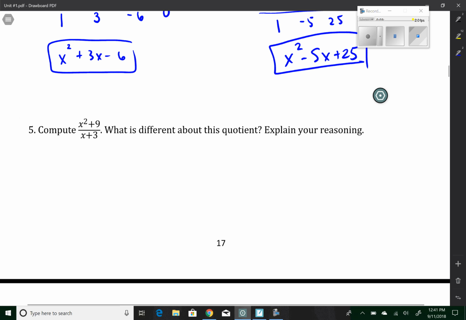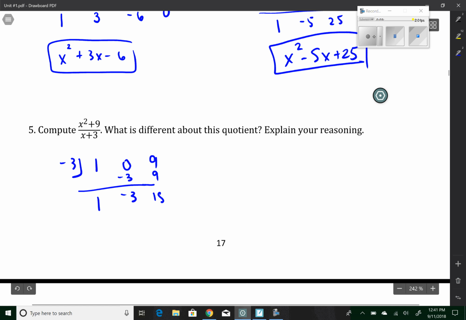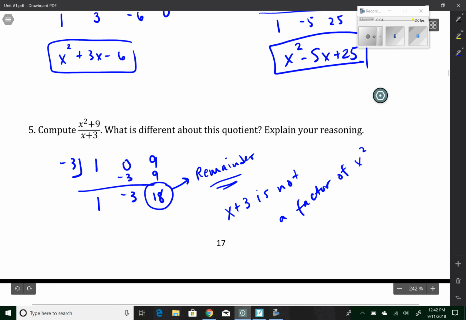What's different about this quotient? Well, if I do some synthetic division here really quickly, we have 1, 0, 9, with negative 3 in the box, giving positive 9, 18. Well, one big difference is there's a remainder. If there's a remainder, that means x plus 3 is not a factor of x squared plus 9. Big concept.